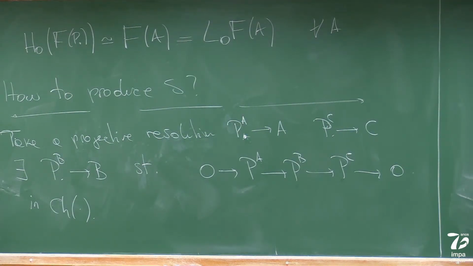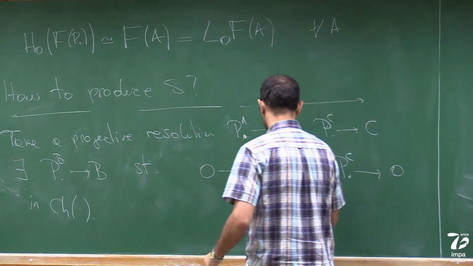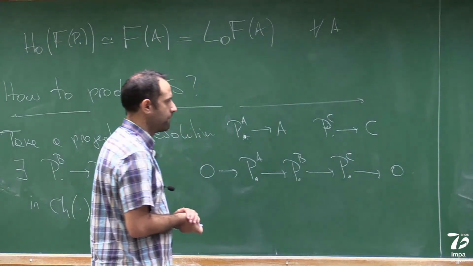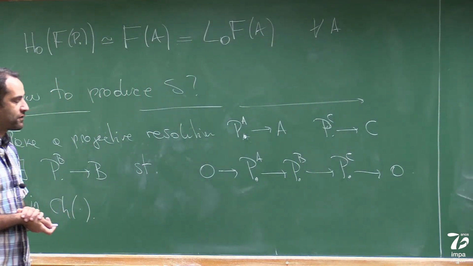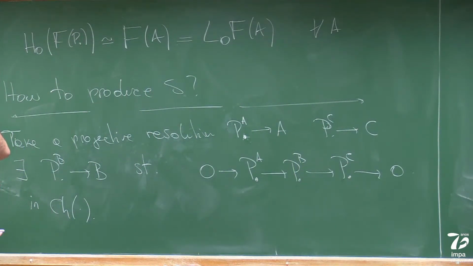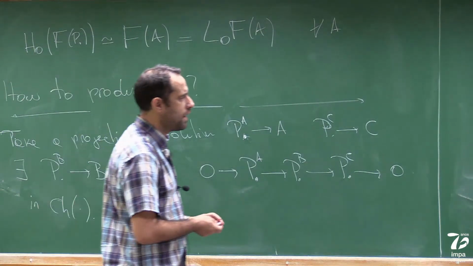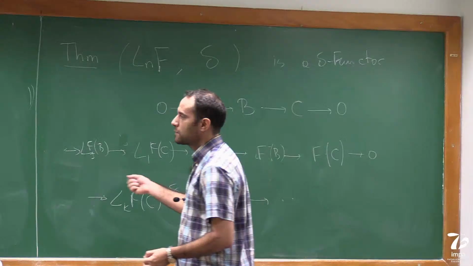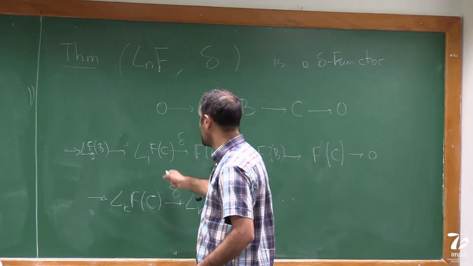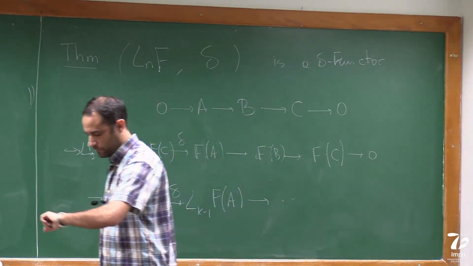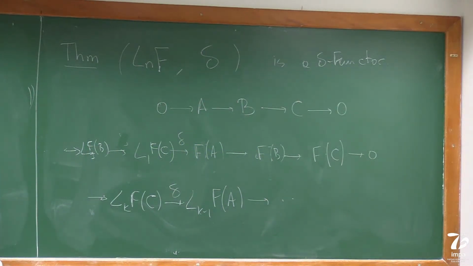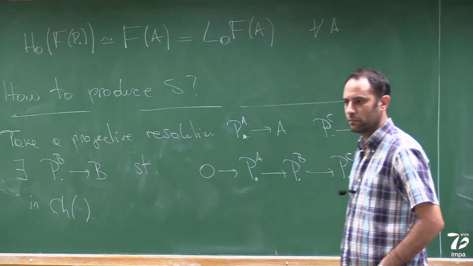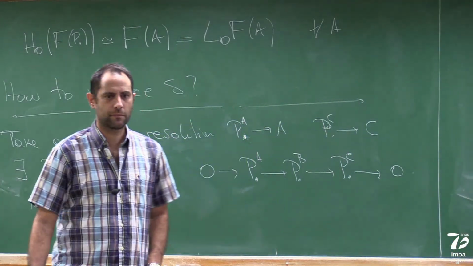And once we have this, we have a short exact sequence in complexes. And we're going to exploit that to construct these delta functors. Any doubt about this? No question about this?